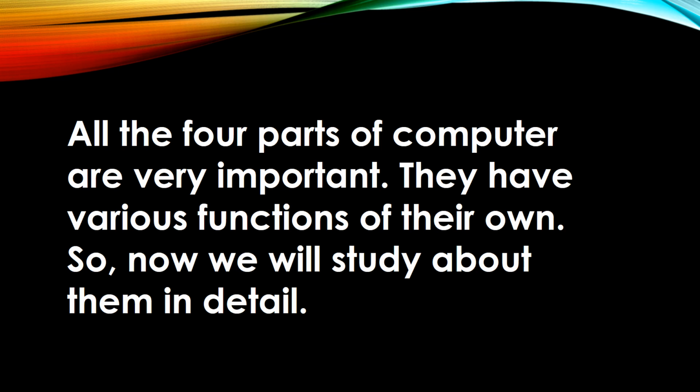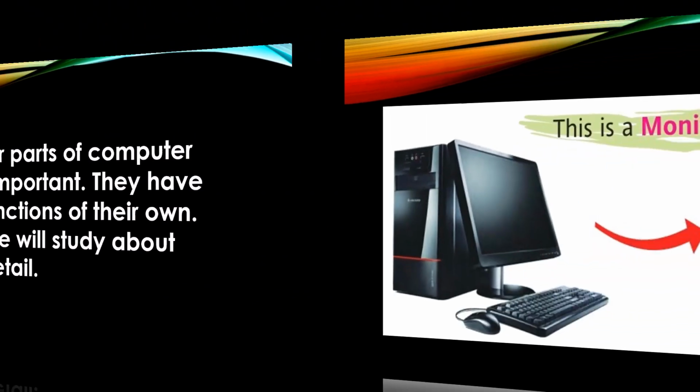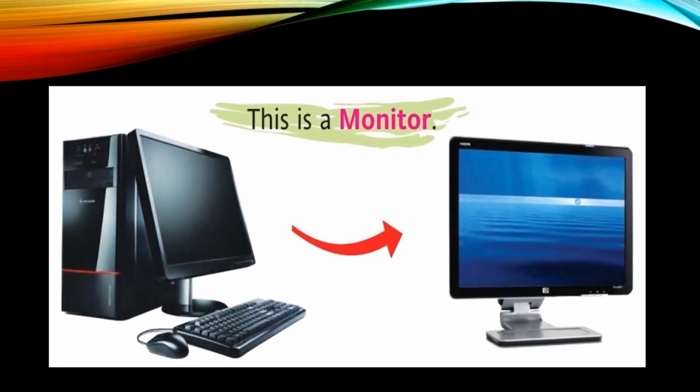So, students, we studied a computer has 4 basic parts and each part has various functions of its own. Now, we will study about those functions in detail. So students, here you can see a picture of a computer monitor. It is an output device that displays information in pictorial form.